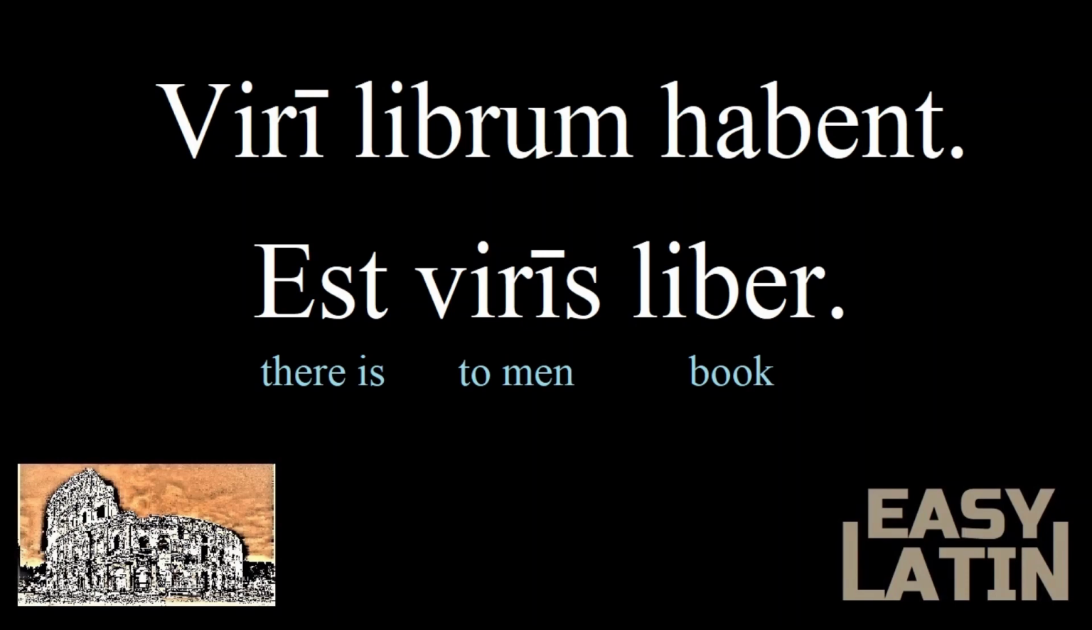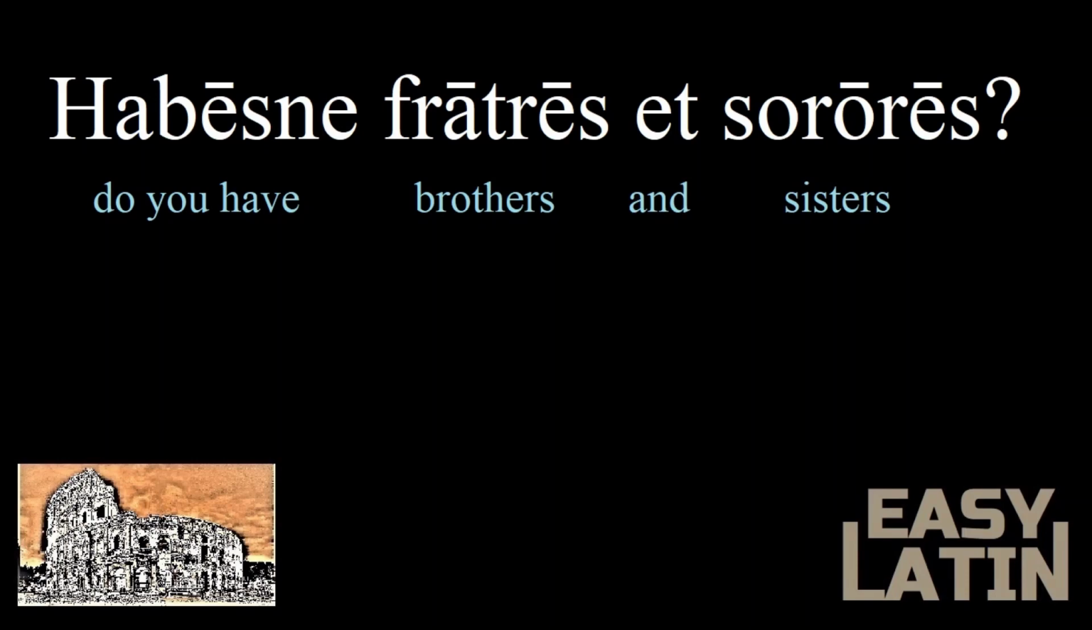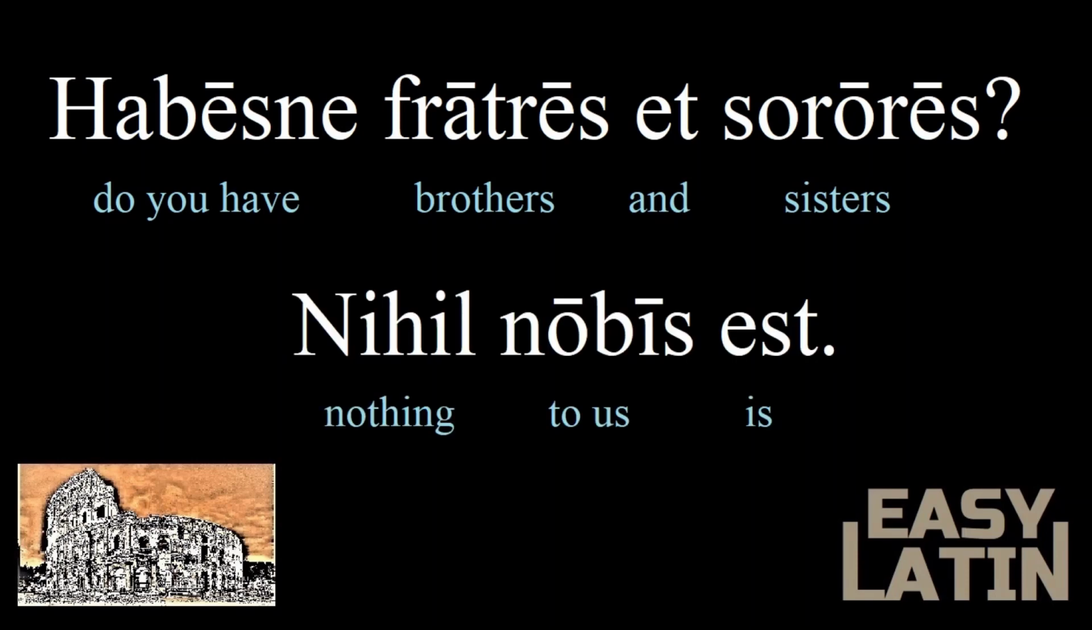So for objects like a book, we can use either form. But for things like family members, it would be weird to say, a brother belongs to me. So we would normally use habeo. And for things like our name, we would use mihi est. So for example, we would normally ask, habesne fratres et sorores? Do you have brothers and sisters? And how would we say we have nothing? Nihil nobis est.